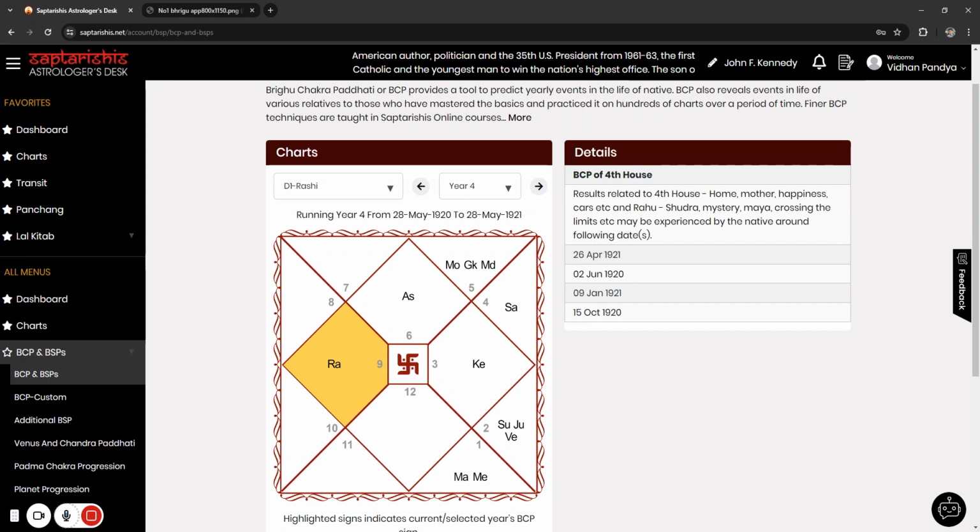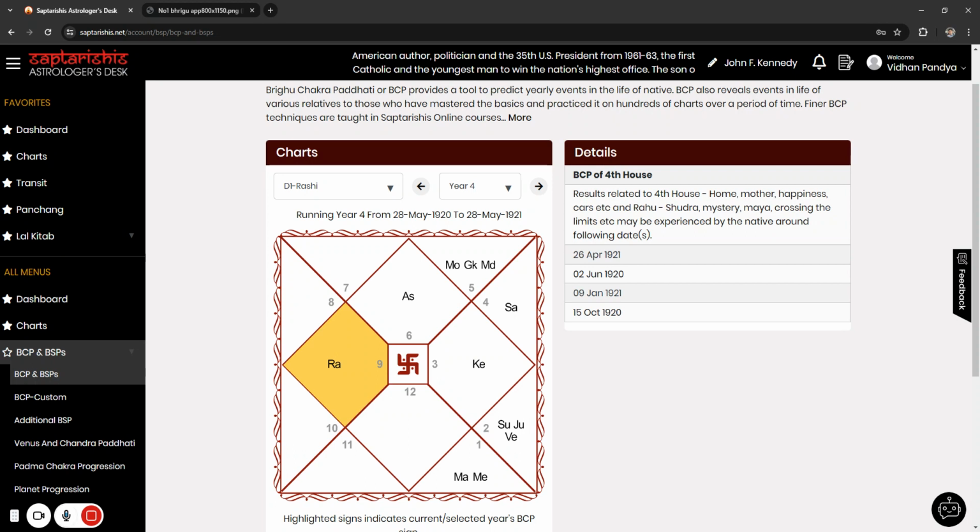Again, we don't know what happened, because we are talking about events in the life of John F. Kennedy, who was just 4 years of age during this time. So we don't have a lot of events which are documented, a lot of events which are available in the public domain. What I'm trying to tell you is, how will you use these significations to predict events? So mother could have crossed some boundaries. Mother could have gone somewhere. Mother could have delved into some mysticism, or some aspects of Maya.